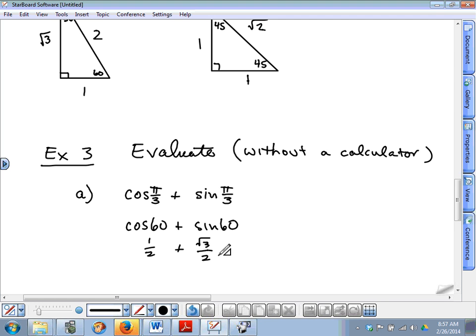1/2 plus the square root of 3 over 2 is 1 plus the square root of 3 all over 2.